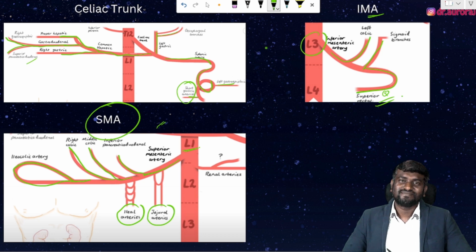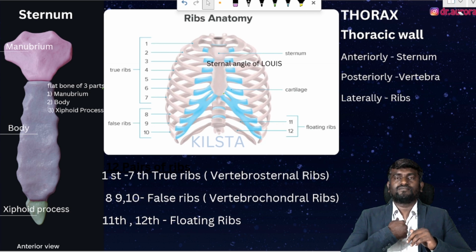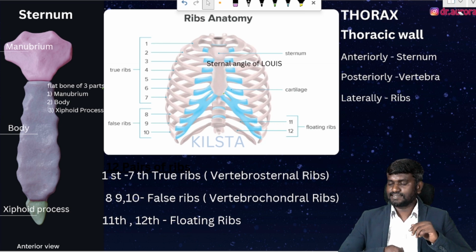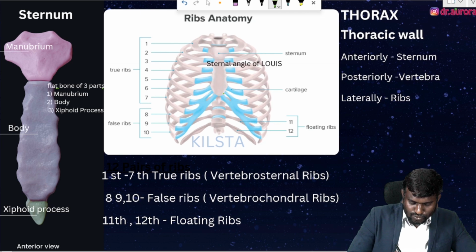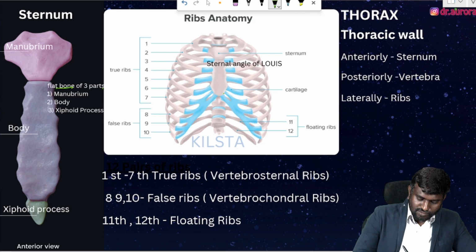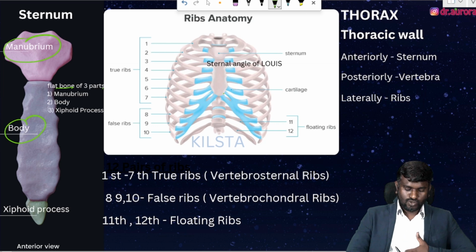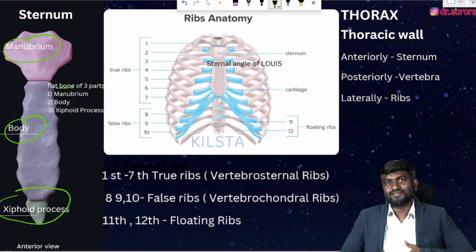for long. Sternum. I would advise you to touch your own sternum, feel the manubrium, feel the body and also feel the xiphoid process. Yes. Now the sternum includes three parts. It's a flat bone. It includes the manubrium, body and xiphoid process. I hope you can feel or touch your xiphoid process. This will help you to study the content more easily.